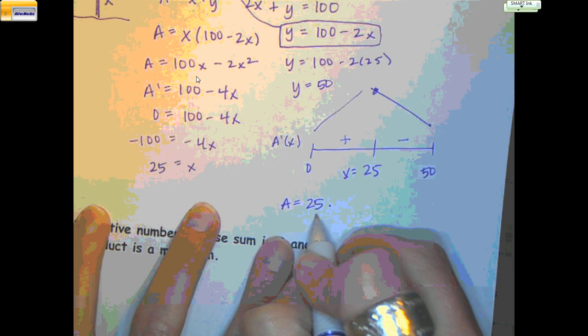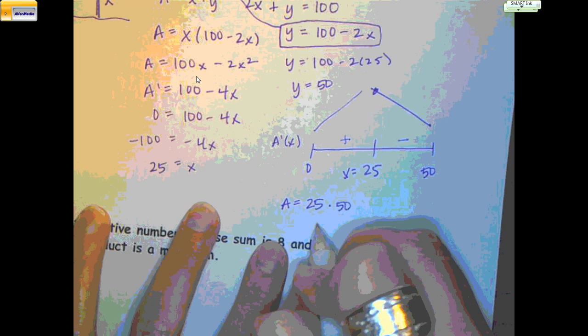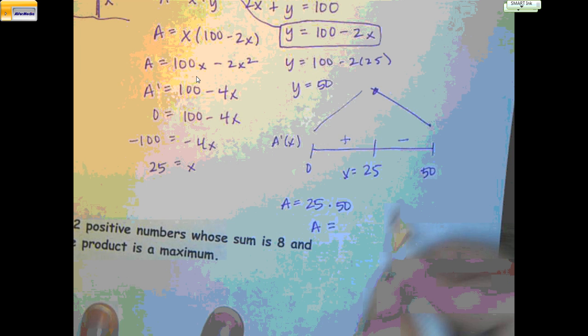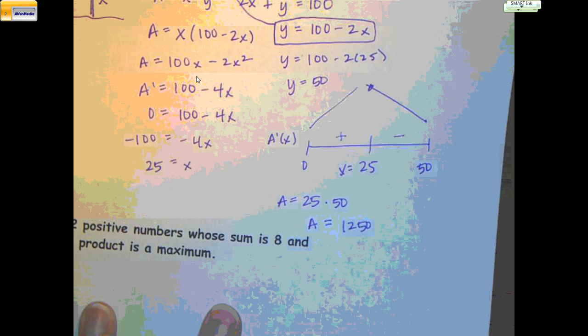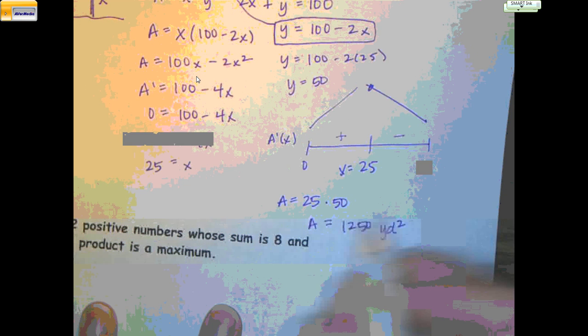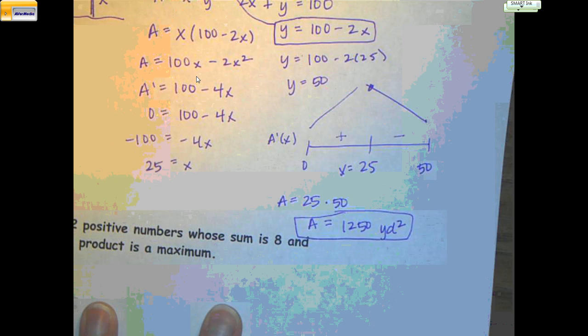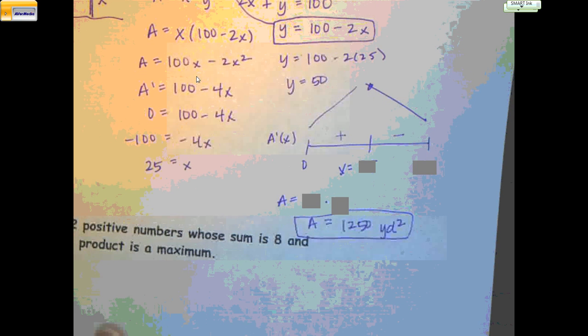So A equals x times y, and 25 times 50 is 1,250. What's my label? Yards squared. Good. So that's your greatest maximum, greatest area the fence can enclose. Questions on how we did that?